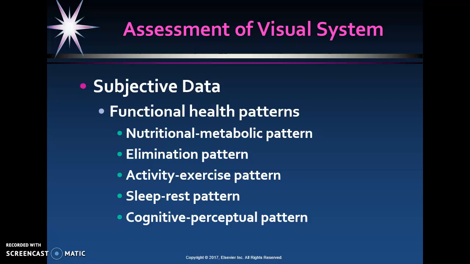Here's just another list of some other subjective types of data that may be evaluated on your patient. As far as nutritional and metabolic, vitamin C, E, and beta carotene are very important for the eyes, especially for age-related macular degeneration. Of course, if the patient waits until they have it, it's probably not going to correct it, but it can help to postpone or eliminate the effects of macular degeneration.